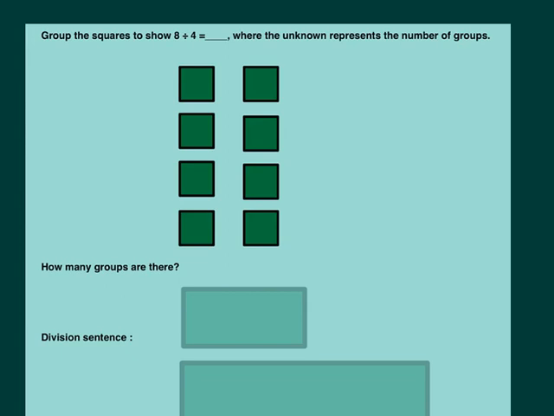Hi friends, now let us learn about how to interpret the unknown in division using the array model. The question here is, group the squares to show 8 divided by 4 equals blank, where the unknown represents the number of groups.